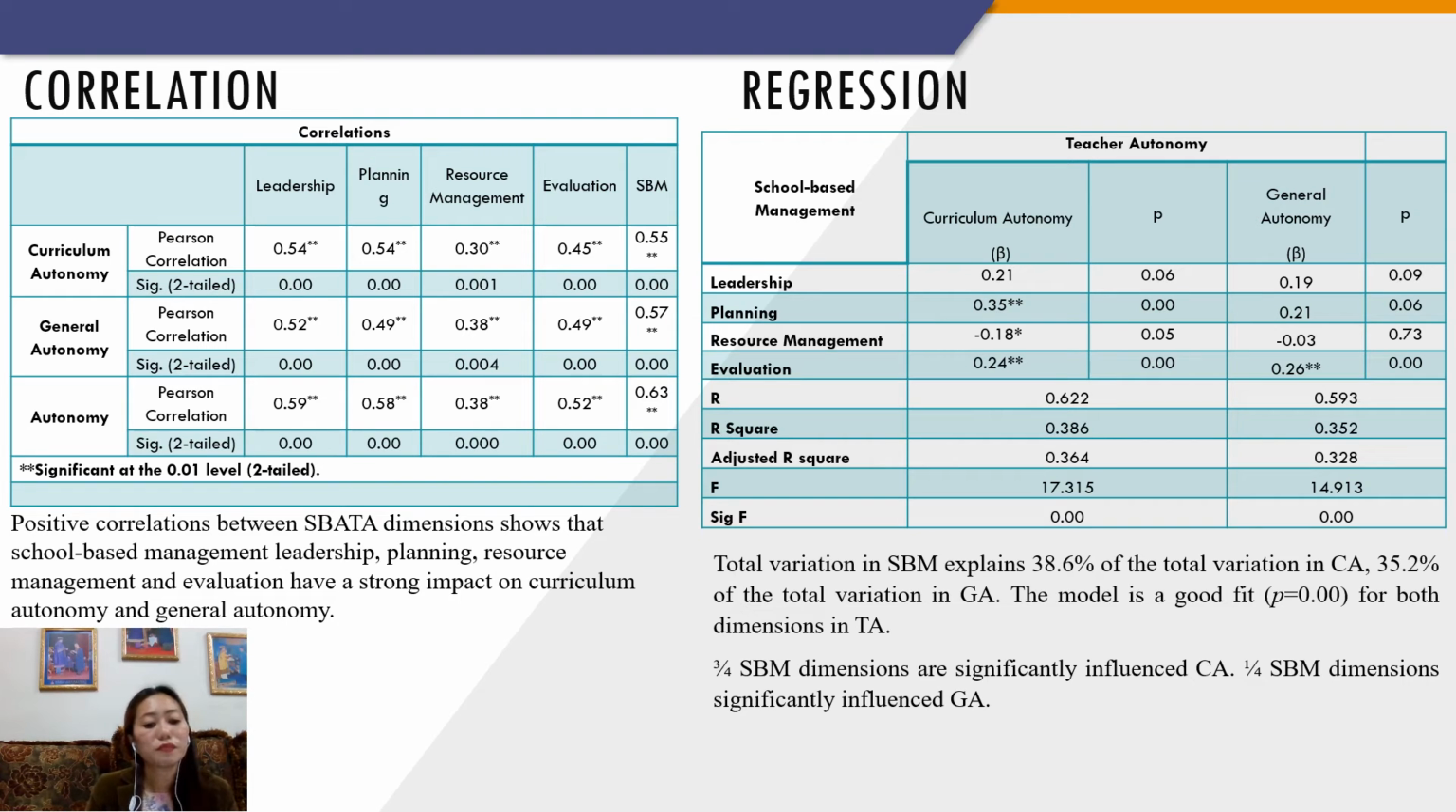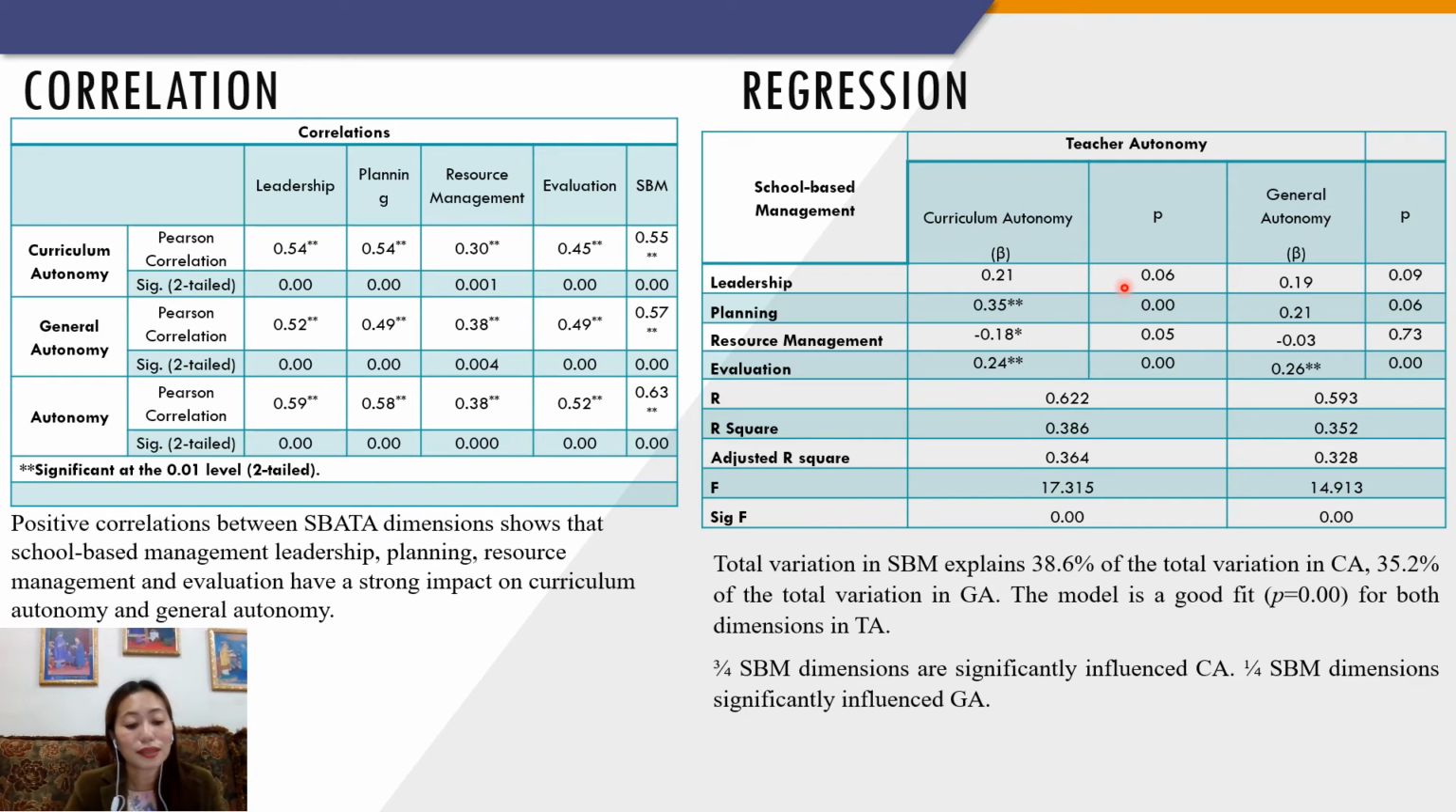The Pearson correlation was done to fulfill the pre-assumption of regression analysis. So based on this table, positive correlation between SBATA dimensions shows that school-based management, leadership, planning, resource management, and evaluation have a strong impact on curriculum autonomy and general autonomy. The result meets the pre-assumption, so regression analysis can proceed.